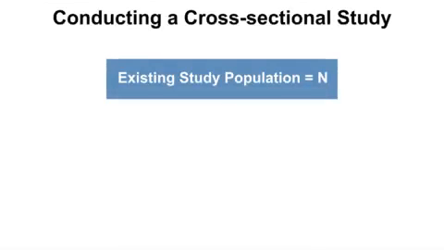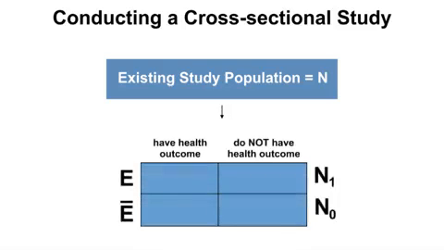Now let's look at how to conduct a cross-sectional study. First, a cross-sectional study begins with a defined study population, from which data on the presence or absence of the health outcome in individuals are gathered. Second, the researcher ascertains the prevalence proportion of the health outcome in the study population. The prevalence odds ratio and prevalence ratio are commonly used measures of association when data are obtained from cross-sectional studies.